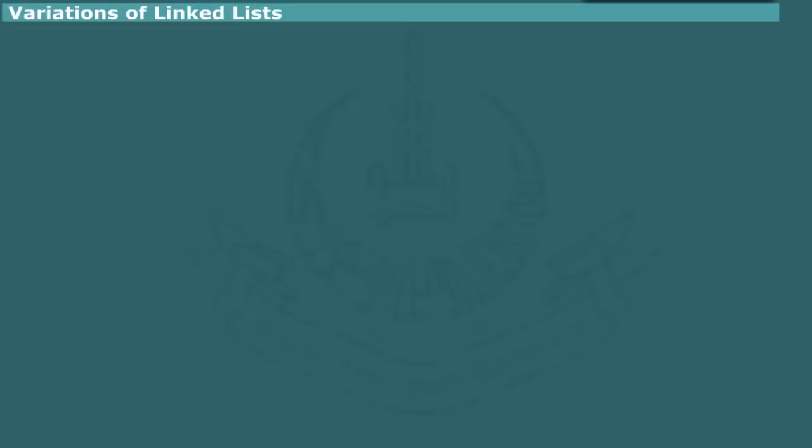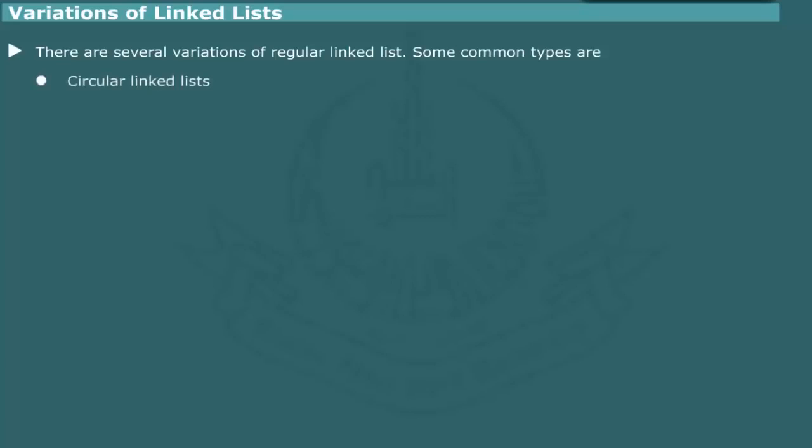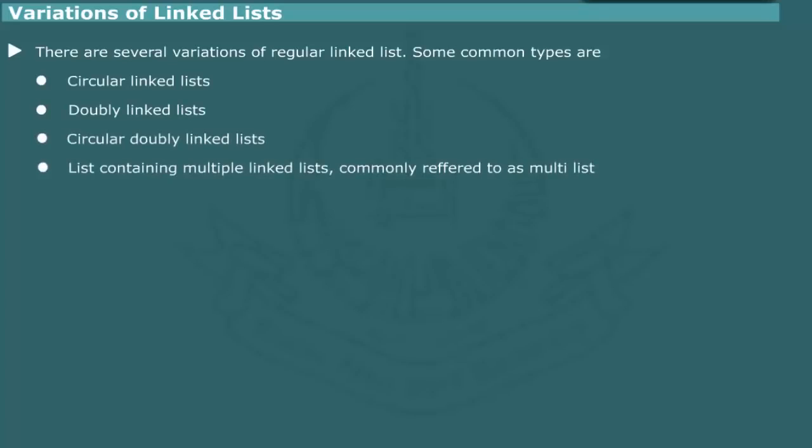Variation of linked lists. The linked list data structure that we have studied so far is known as regular list. There are several variations of the basic form of list which are useful in different situations. Some common types are circular linked lists, doubly linked lists, circular doubly linked lists, list of linked list or multilist. We now briefly examine the salient features of these data structures.